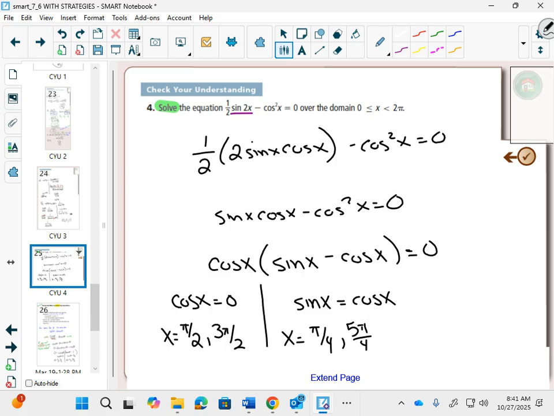So I like that. Or in blue, if you divided both sides by cos, then you would get tan x equals 1, which would give you those exact same answers.